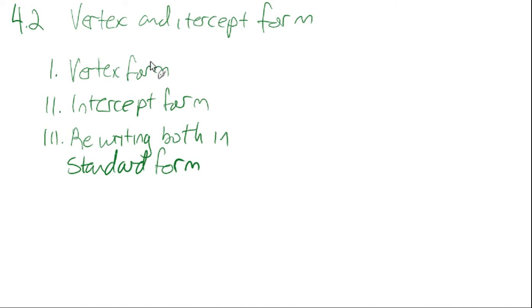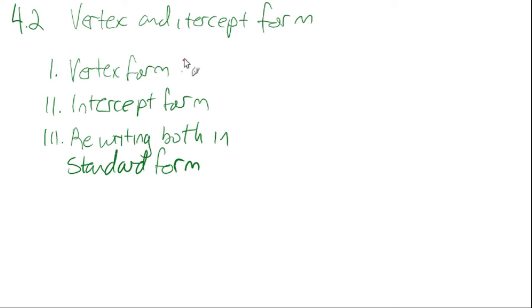Okay, in 4.2 we're going to be graphing quadratic equations again, but in this section the equations will be given to us in vertex or intercept form, as opposed to standard form. Standard form is what we saw in 4.1. And in this section also we'll be able to take things in vertex and intercept form and write them in standard form.